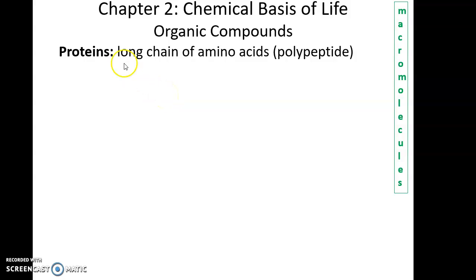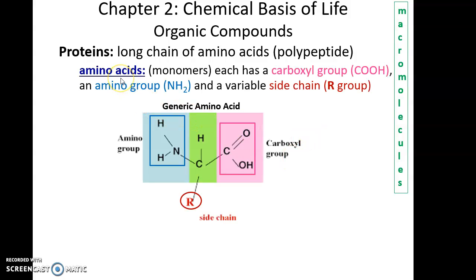So a protein is a long chain of amino acids. Sometimes you'll see proteins called polypeptides because peptide bonds connect amino acids. Poly means there's many of those peptide bonds because there's many amino acids. An amino acid is the monomer for proteins. So a long chain of amino acids, the amino acids themselves are discrete units.